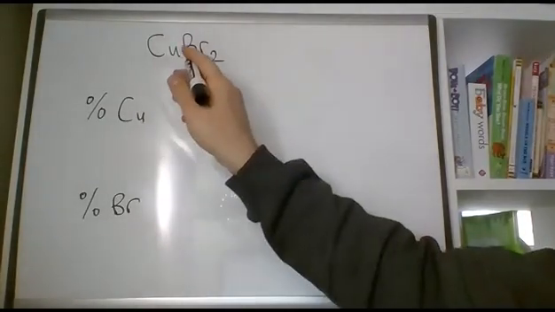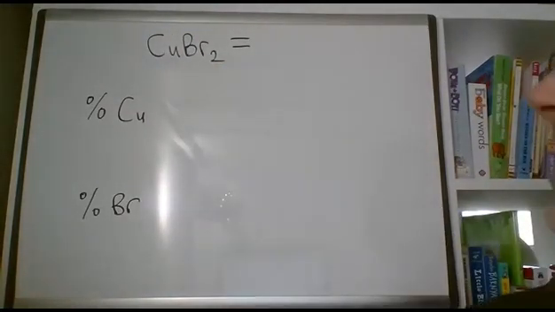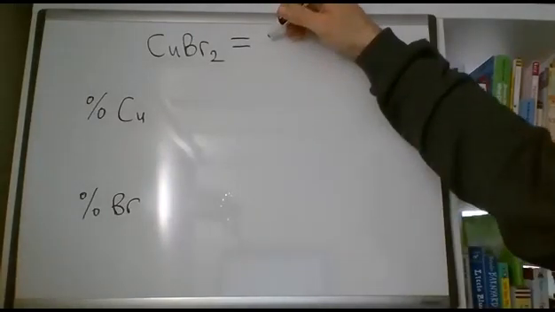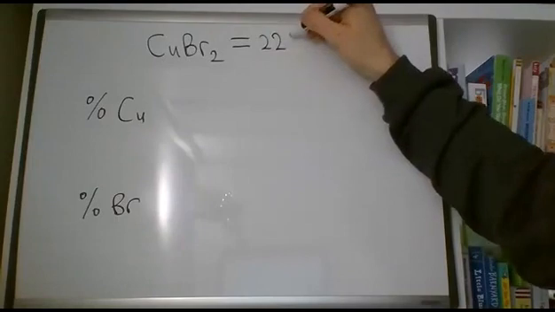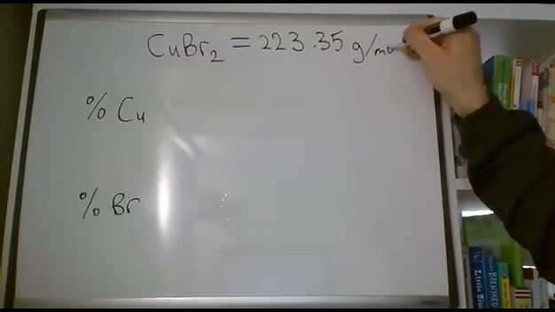Okay. So first of all, let's see what the formula mass of this thing is. So I need to add 2 bromine masses together and then add 1 copper mass. So I'm going to get my calculator. So bromine has a mass of 79.90. We'll multiply that by 2, and then add a copper mass, which is 63.55. So the mass of this thing is 223.35 grams per mole.